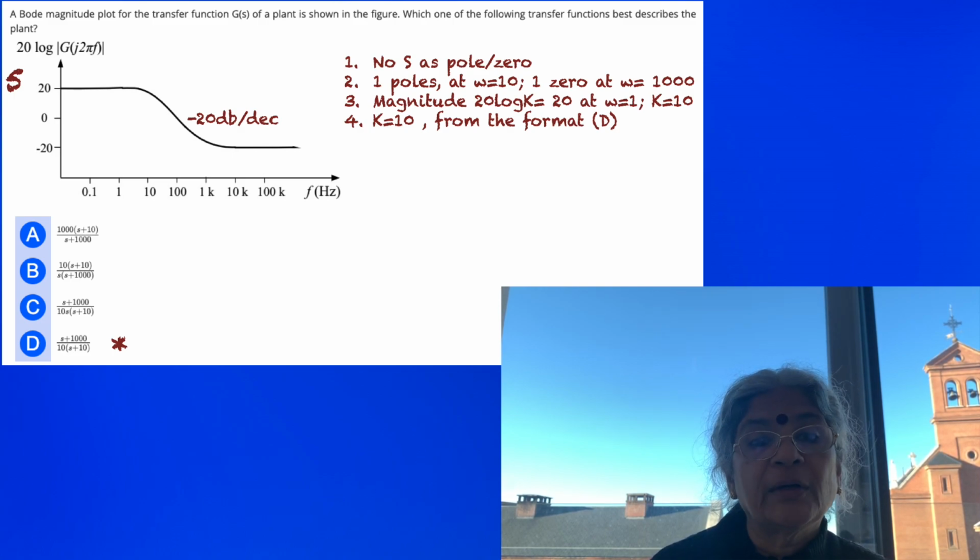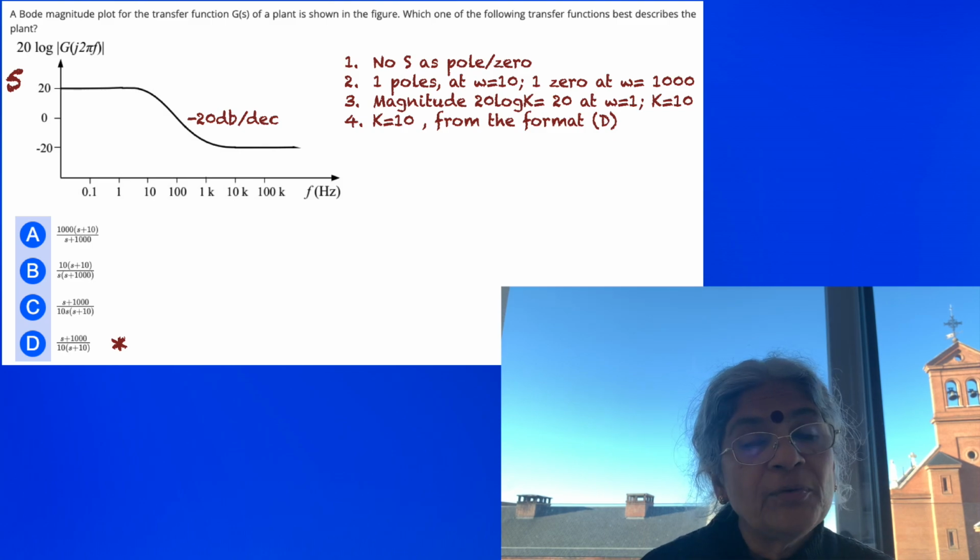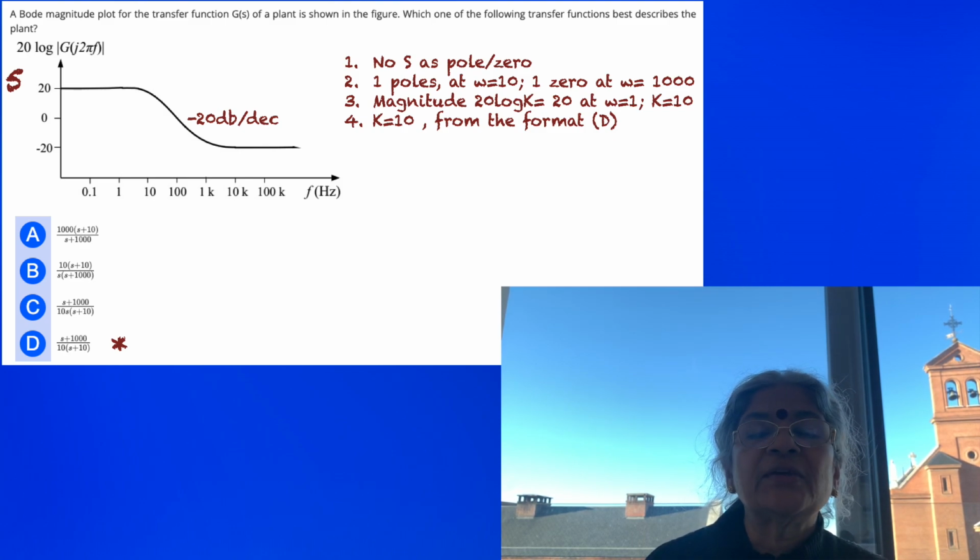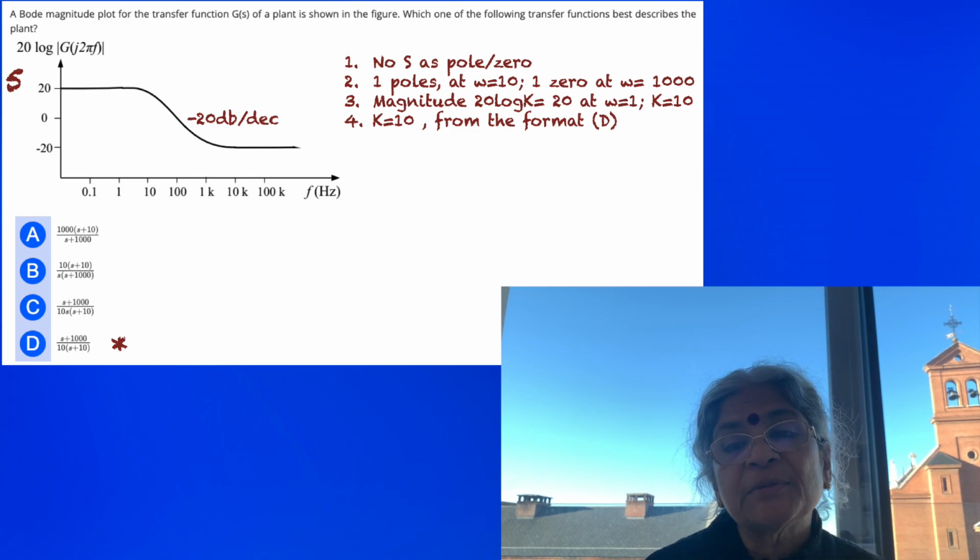So omega equal to 1 happens to be very important, because when you take the log value of 1, it's going to be equal to 0. That's why you say that 20 log k minus 20 log 1, which is equal to 0, is equal to 20. So obviously k is 10, because logarithm of 10 is equal to 1. So those things must be with you. So which means that k should be equal to 10.